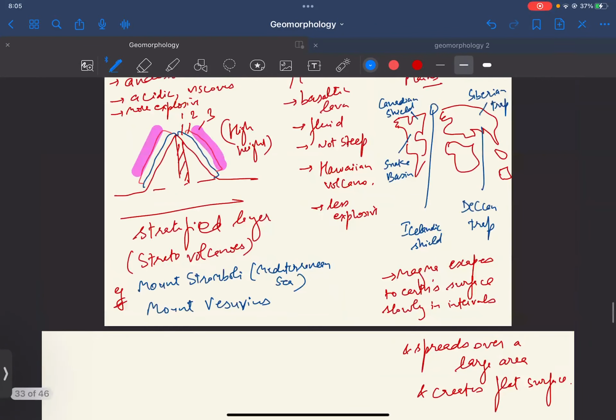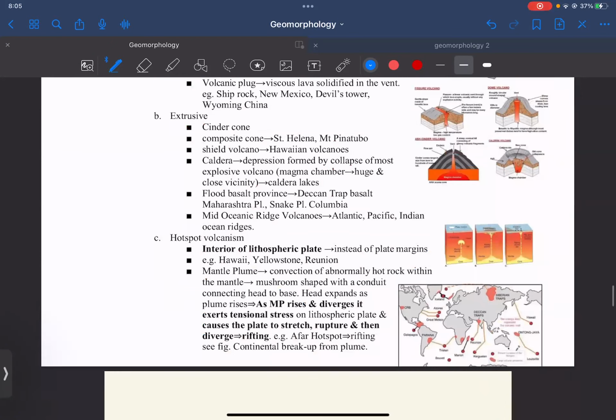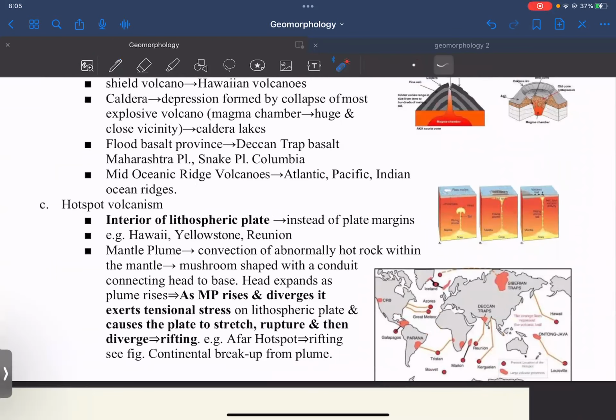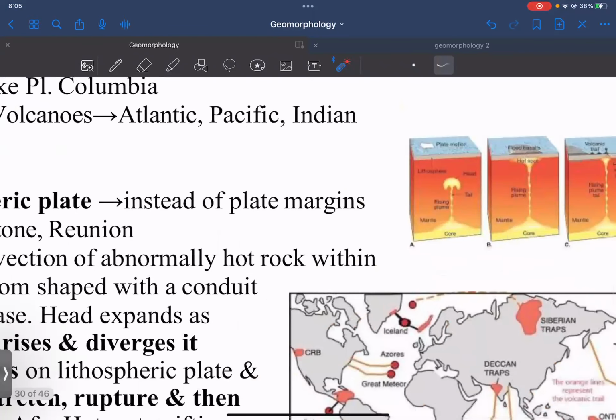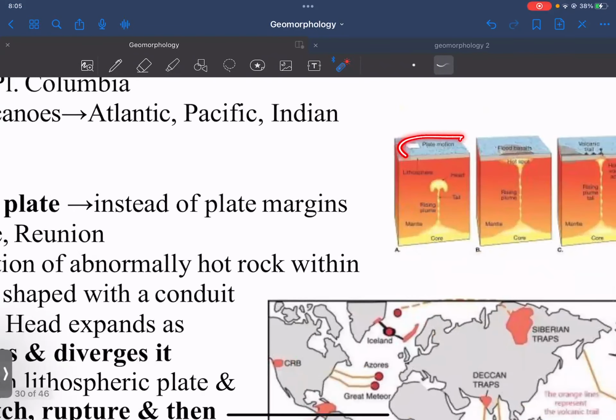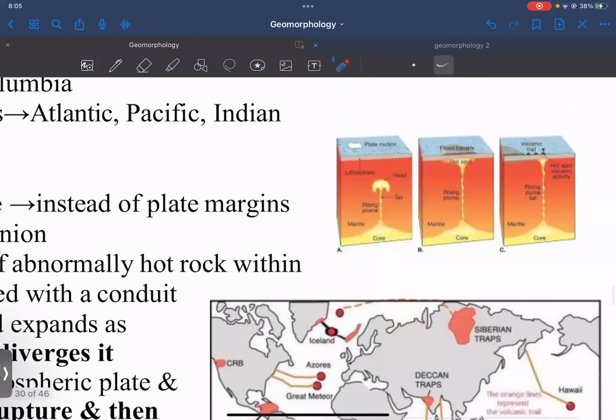Here there will be a diagram. So what is simply mantle plume? If you look at convection of abnormally hot rock within the mantle. Hot rock from the core mantle boundary is rising. If you look at this diagram, from the core mantle boundary it is rising, and as it rises, it creates the plume shape. So this is mantle plume. Plate is moving. As plate moves, this plate comes across the hotspot. So lava will come out and lead to formation of mountains or plateaus. All right.